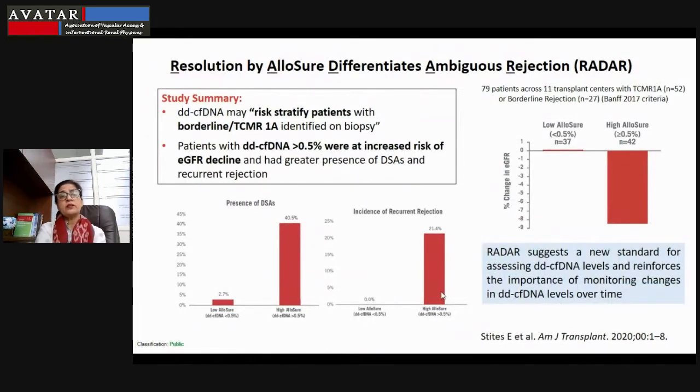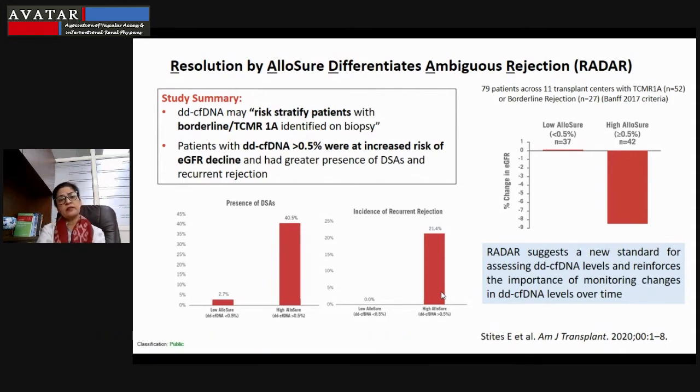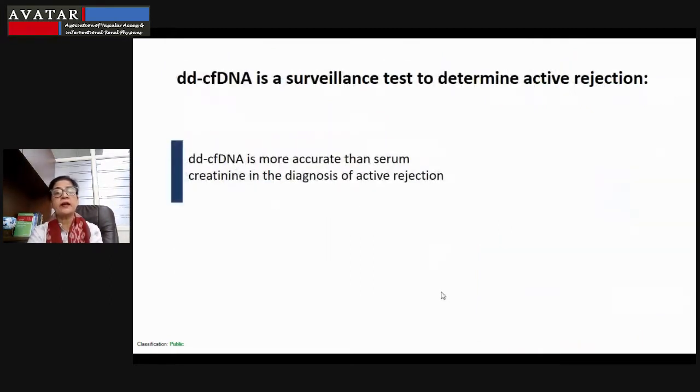When you look at the RADAR study, the summary there was that donor-derived cell-free DNA may risk stratify patients with borderline TCMR identified on biopsy. So the patients who had donor-derived cell-free DNA of greater than 5% were at an increased risk of eGFR decline, greater presence of DSA, and recurrent rejection. The RADAR study suggests a new standard for assessing donor-derived cell-free DNA levels and reinforces the importance of monitoring changes in the donor-derived cell-free DNA levels over a period of time.